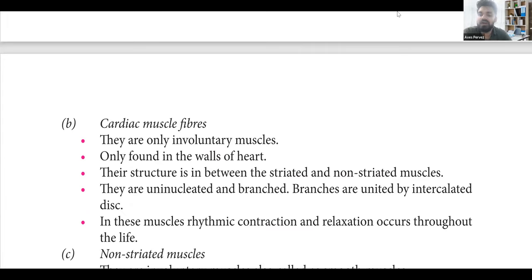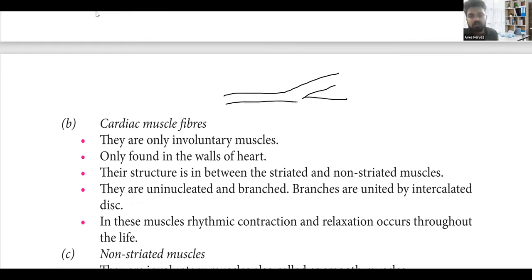This one is actually cardiac fibers. We can see that these are cardiac muscles. Cardiac muscle is non-striated, sorry, it is in between striated and non-striated. And you can see that it has a branch-like structure, like this.